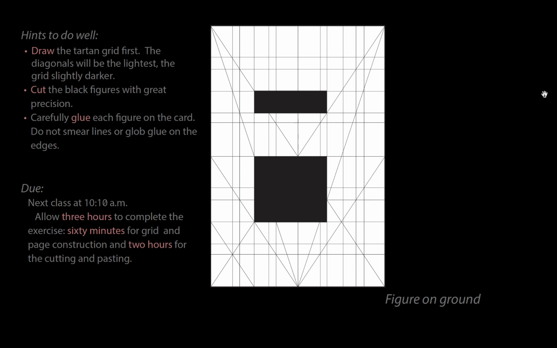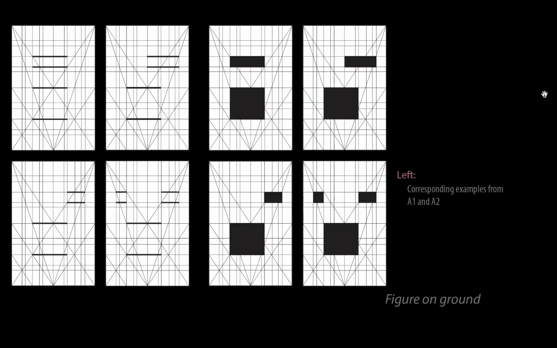Now, in terms of time, I would like for you to allow 3 hours to complete the entire exercise, 60 minutes for the grid, and 2 hours for the cutting and pasting. And this is what you will end up with. So this is one series where you have the lines from A1 and the black Canson figures from A2. You will have 2 sets just like this. Now, where you put your figures is up to you. You should not copy mine. You should do 2 separate ones.